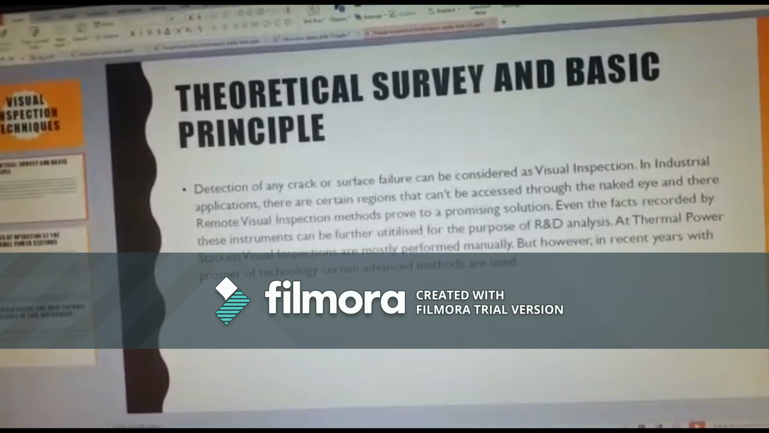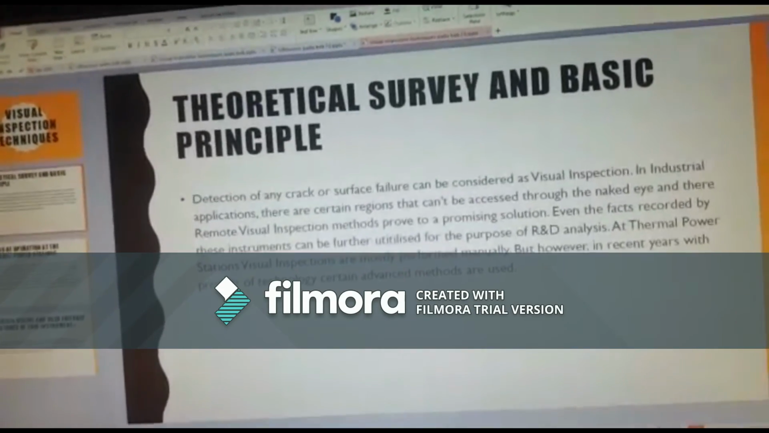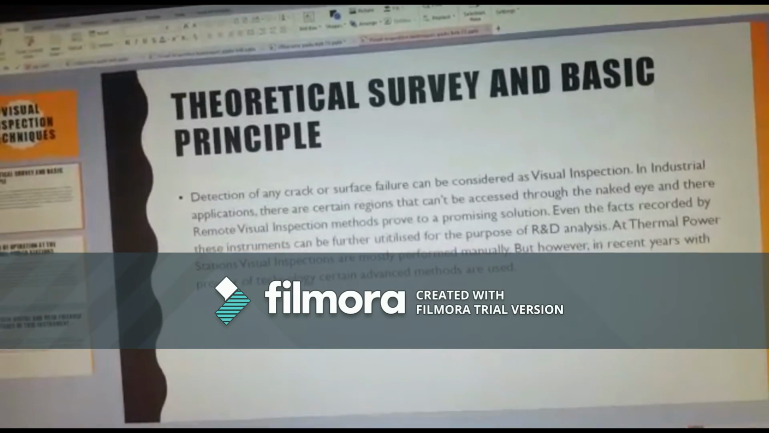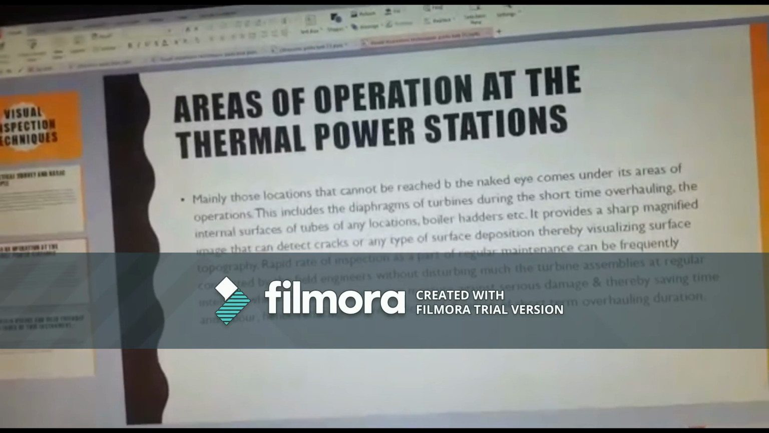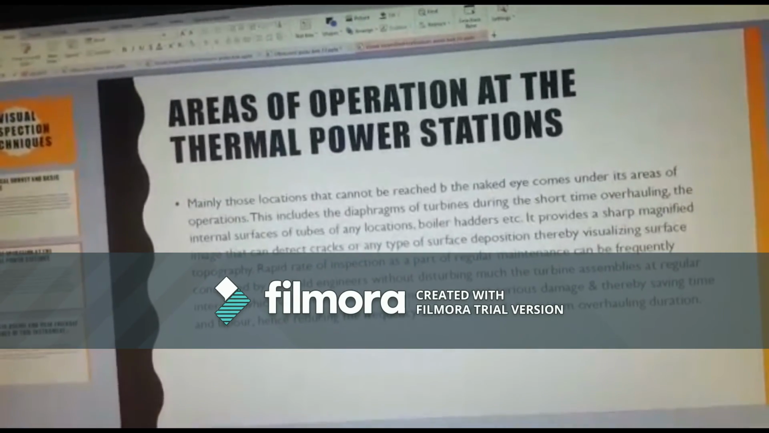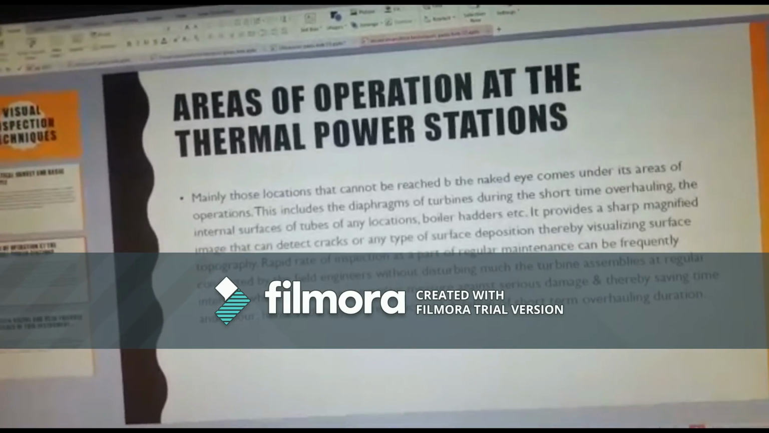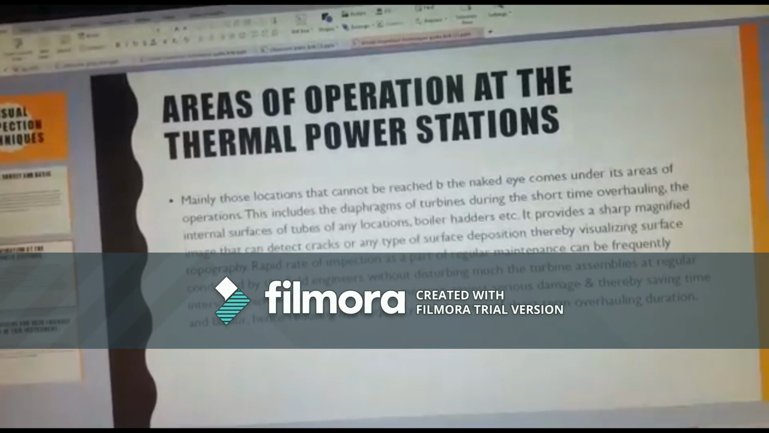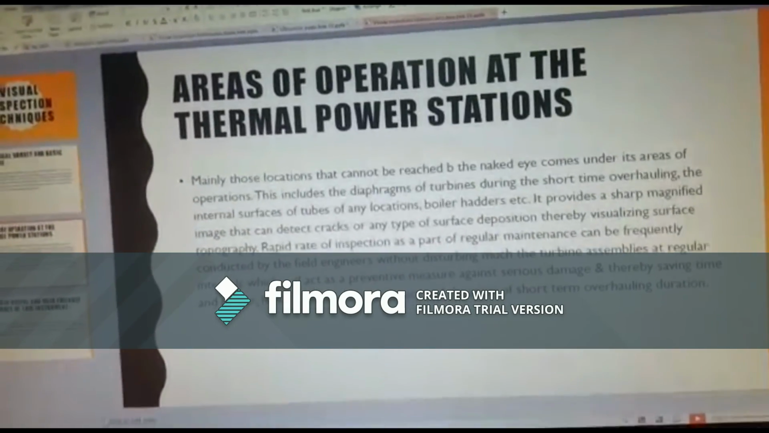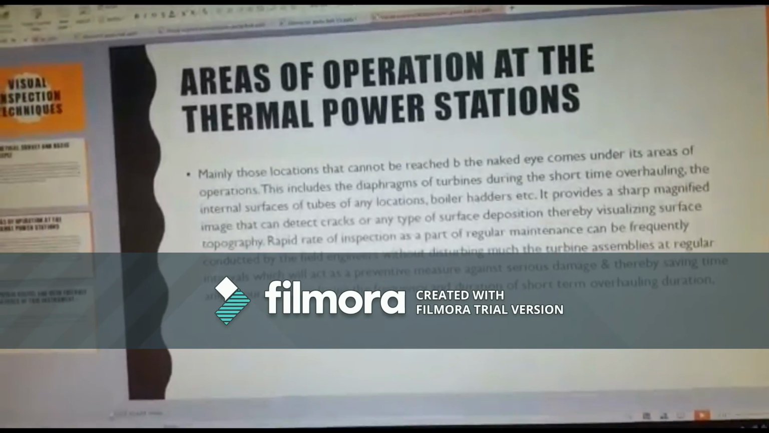At the thermal power station, visual inspections are mostly performed manually, but in recent years, with the progress of technology, certain advanced methods are used. Areas of operation at the thermal power station: mainly those locations that cannot be reached by the naked eye come under its area of operation. This includes the diaphragm of the turbine during short-time overhauling, and the internal surface of tubes at any location in the boiler.